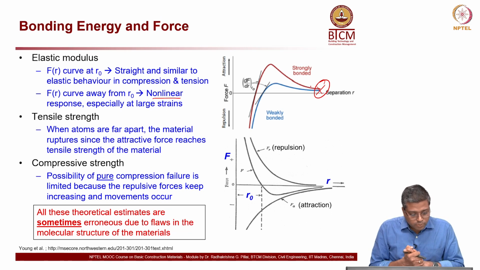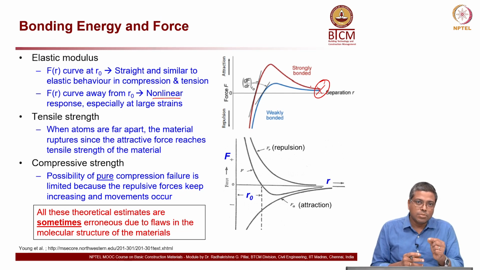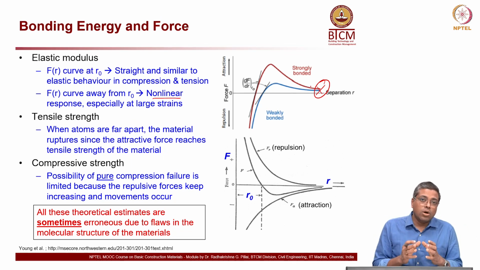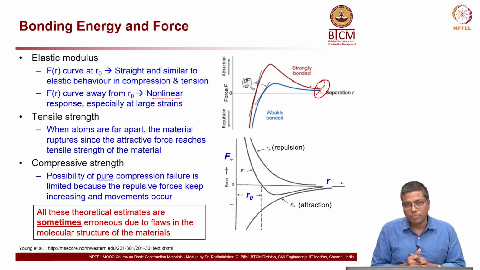Anyway, it looks very nice that we can get this Condon-Morse diagram at atomic level and then predict the macro behavior, but it is not always possible that way. Why? Because when you talk about a single atom, it is not going to behave the same way in a group, on a macro scale, because there will be a lot of flaws or imperfections in the material system.